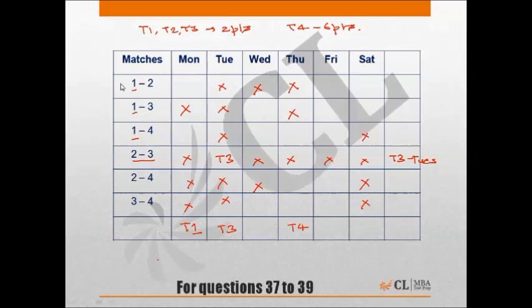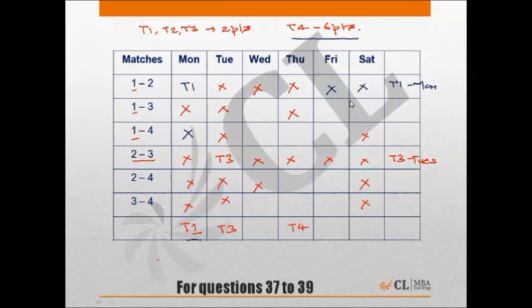Since T4 has 6 points, that means it has won all its matches. That means on Monday, the match T1-T4 could not have happened. This match was not possible on Monday because T4 has got 6 points and it has won all its matches. So T4 could not be losing to T1 on Monday, and as per the question, T1 won on Monday. So this match was with T1. That means this is not possible, this is not possible.